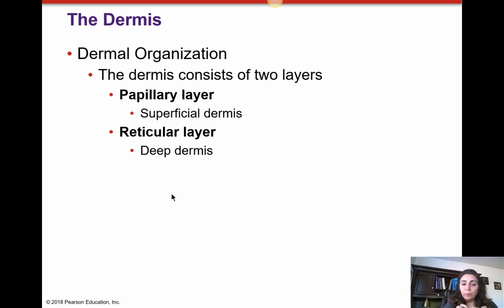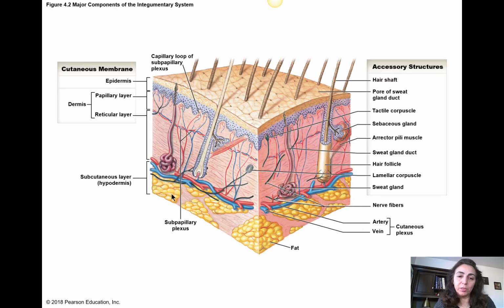So that was all about the epithelial part of the skin, that we call the epidermis. Now below the epidermis we have the dermis. So the dermis consists of two layers: the papillary layer, that is the superficial dermis, and the reticular layer, that is the deep dermis. As you can see here again, this is the papillary layer, and this is the reticular layer.